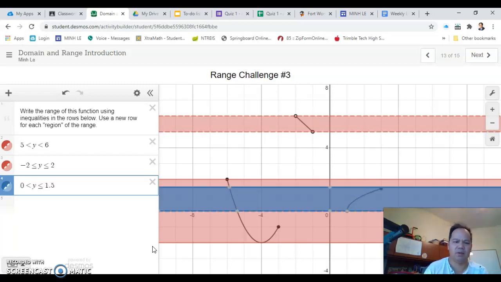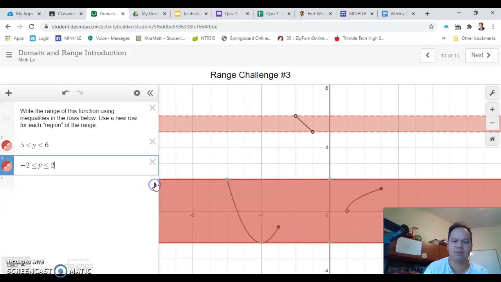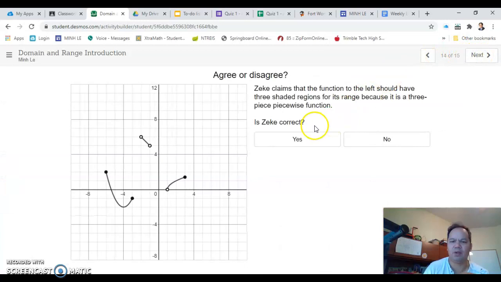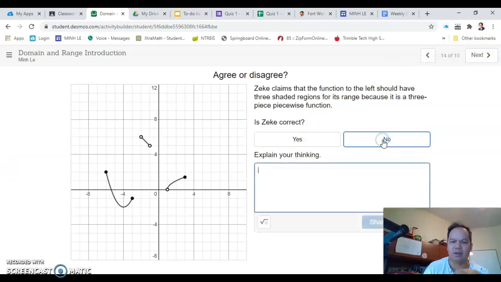See that? It may be 1.4. There we go. Maybe 1.41. Doesn't matter. But you don't need this. Look at this big shaded region already covered the blue shaded region. So you do not need that. So therefore, zig is incorrect. Okay? I just explained. Only need 2 inequalities.